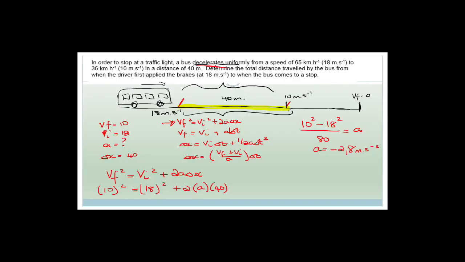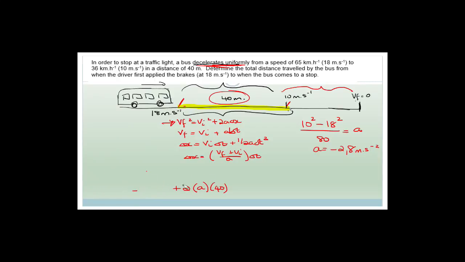But remember, it used the same acceleration all the way through. So now they want to know, what is the total distance traveled by the bus when it's further from here all the way to here? But we know that this is 40 meters. So do you agree we can just work out what that distance is and then add it? Okay. Or you could work it all out in one fell swoop. It makes no difference. Okay, so I'm just going to erase the red stuff, because I'm thinking we're going to do what I suggested originally, which is we're just going to work out the second bit and add it to the 40 meters.